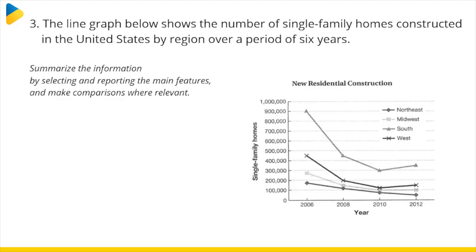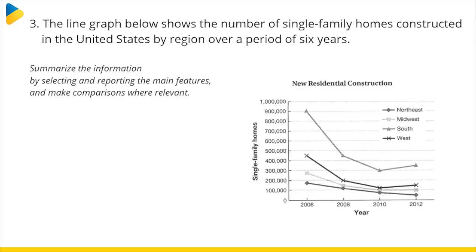These numbers represent single family homes, and your task is exactly the same as I explained earlier: to summarize information by selecting and reporting the main features and make comparison where relevant. So you are going to compare and discuss the most important details in this graphic. For example, highest number, lowest number. You can also compare some lines, and as you see, the 2 bottom lines are quite similar.